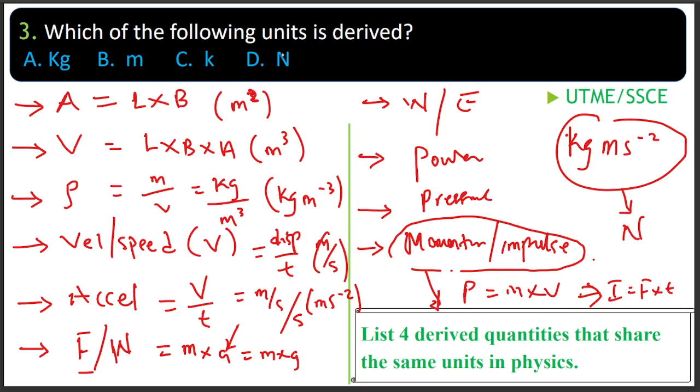Question number 3 says, which of the following units is derived? So this one is fundamental. This is fundamental. Kelvin, of course, is temperature, fundamental. So the correct option is D. Is that okay?